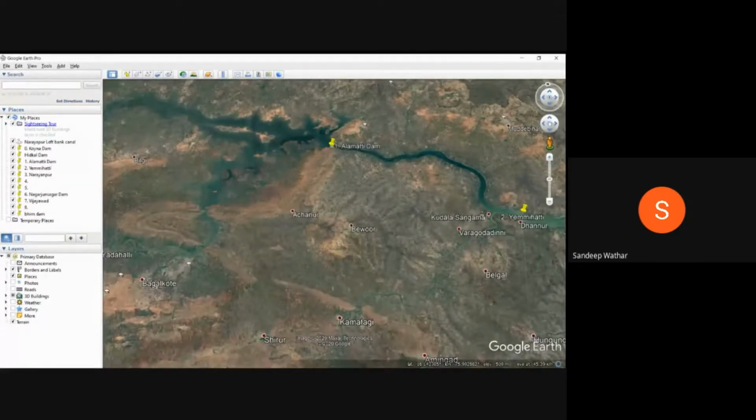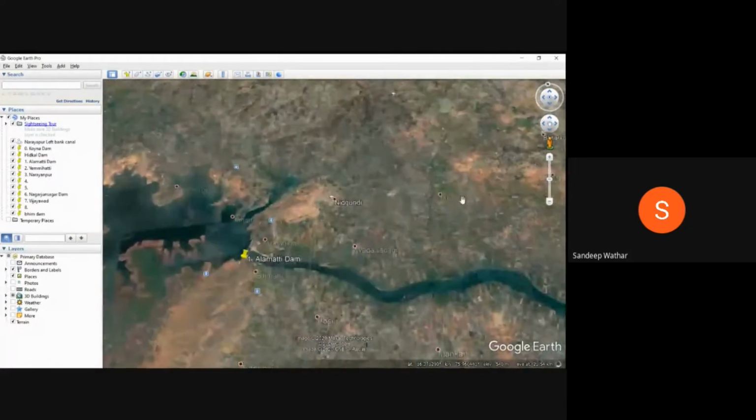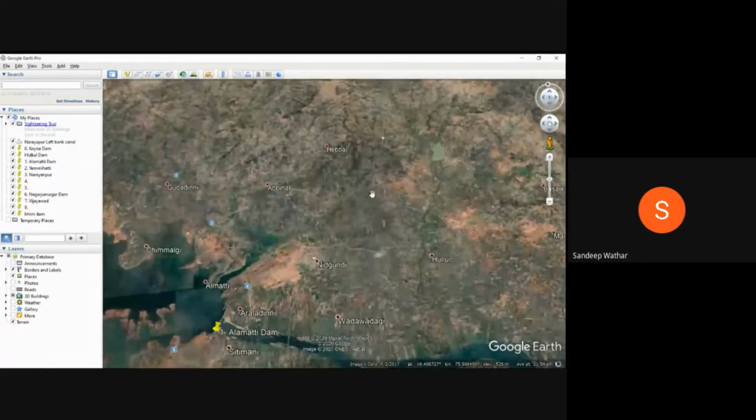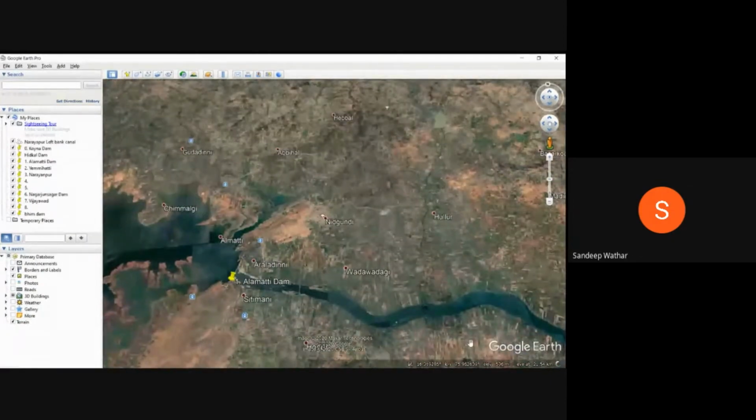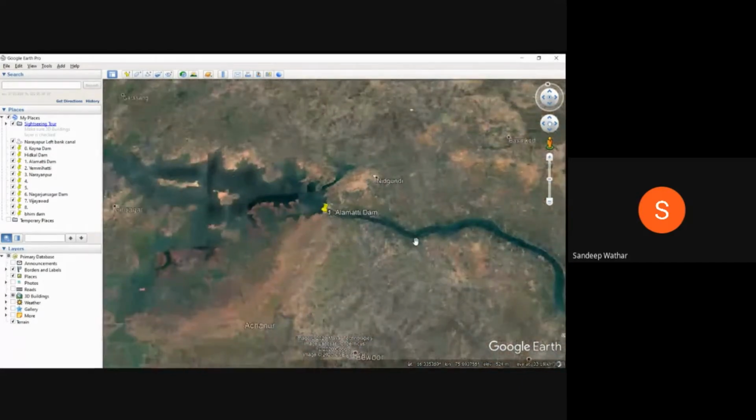This entire area is being irrigated from the left bank of the canal, and I guess in this region, somewhere till here. I do not have actual data, so I'm not making things up. But I understand that this is the area where the Almaty Dam water is being utilized for irrigation. So this is what a reservoir is.